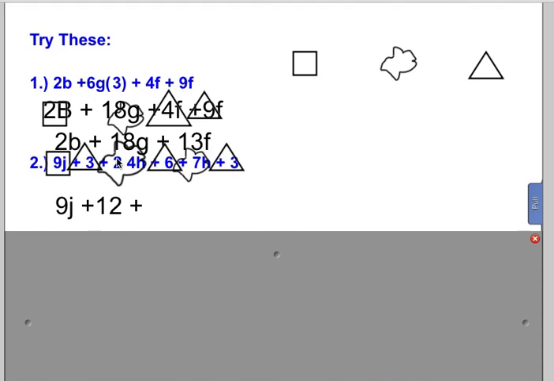And then I have 24h plus 7h. So I combine my two h terms and I get 31h. So when I simplify 9j plus 3 plus 24h plus 6 plus 7h plus 3 using the box and clouds, I get 9j plus 12 plus 31h.